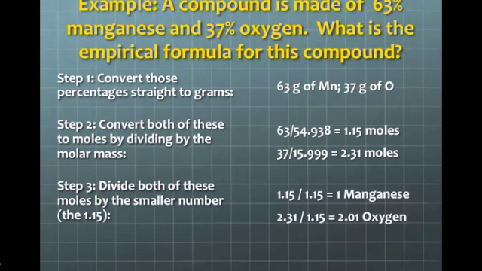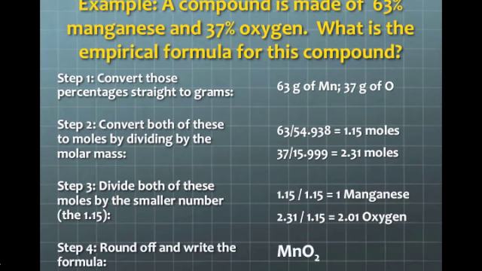Step 3. I'm going to take both of those numbers, 1.15 and 2.31, and I'm going to divide by the smaller number. In this case, it's 1.15. So of course, 1.15 divided by 1.15, I get 1. For the oxygen, 2.31 divided by 1.15, you go to your calculator, you get 2.01, which we're going to round off. My formula has 1 manganese and 2 oxygen, so the last step, I'm going to round it off and write that, MnO2. And that's all there is to it.